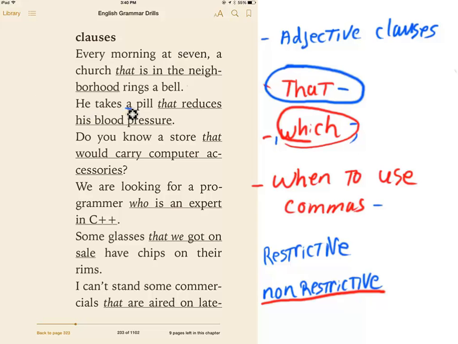He takes a pill. Indefinite article. I have to have the restrictive clause to tell me which pill. That reduces his blood pressure. Two things. It's restrictive, so it uses the word that. And also, I don't use commas, do I? Because it's a restrictive adjective clause. It must be there so I understand the meaning of the sentence. Okay? He takes a pill is not the same meaning. It doesn't give me all the picture as he takes a pill that reduces blood pressure. Okay? How about this one? Do you know a store, which store, that would carry computer accessories? Okay. Restrictive, you use the word that, and you don't see any commas at all, do you? Okay. So you can go ahead and read through those. I'm going to go on.